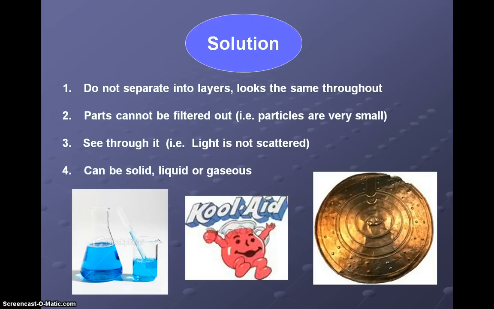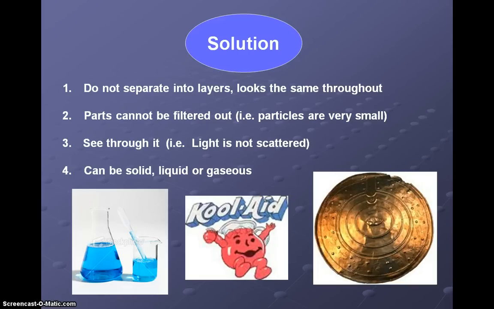Solutions do not separate into any sort of layers, and they look the same throughout. Parts cannot be filtered out. So if I dissolve salt in water, I've made a salt water solution, and if I were to pour that through a filter, I couldn't get the salt back out. There are ways we can separate a solution, but we can't do it by filtering because the particles are too small. Now, we can see through a solution, so light is not scattered.